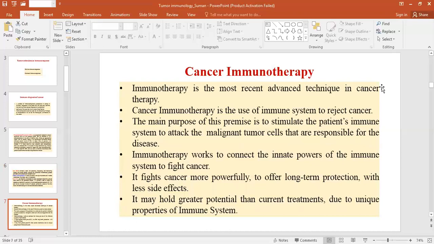Now I'm coming to cancer immunotherapy. So the immune system has a natural capacity to control the development of cancer, which is known as cancer immunosurveillance.